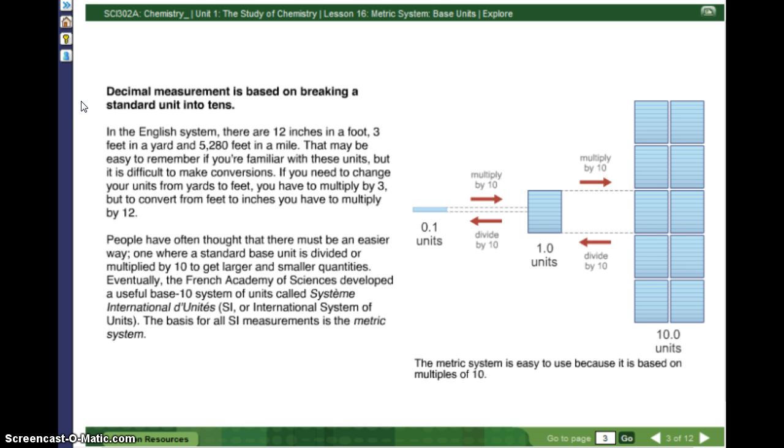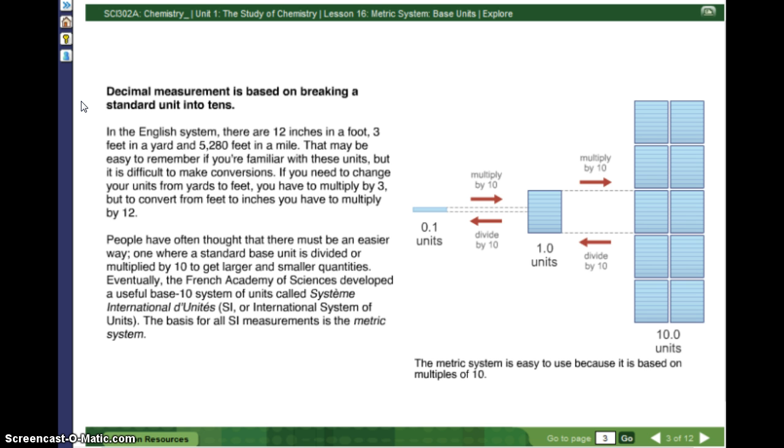Decimal measurement is based on breaking a standard unit into 10. In the English system, there are 12 inches in a foot, 3 feet in a yard, and 5,280 feet in a mile. That may be easy to remember if you're familiar with these units, but it is difficult to make conversions. If you need to change your units from yards to feet, you have to multiply by 3. But if you need to convert from feet to inches, you have to multiply by 12.